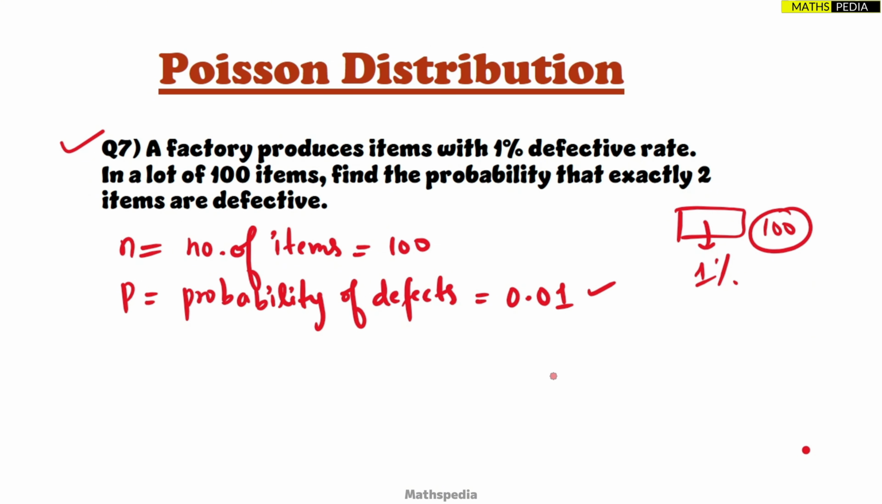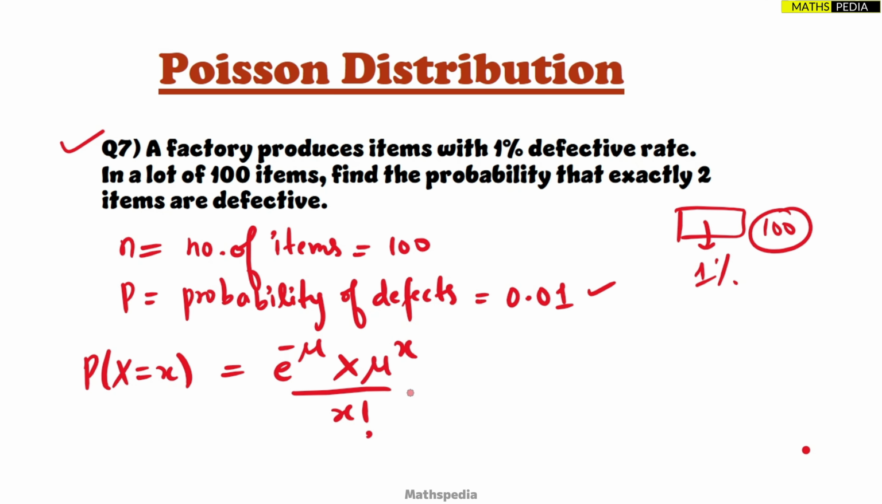Okay, so this particular thing we have to convert into the Poisson distribution. In the Poisson distribution, we have the formula for the probability: e power minus mu into mu power x divided by x factorial. X is basically the event over here. What is the event here? x will be equal to 2, because they are asking how many exactly two items are defective.